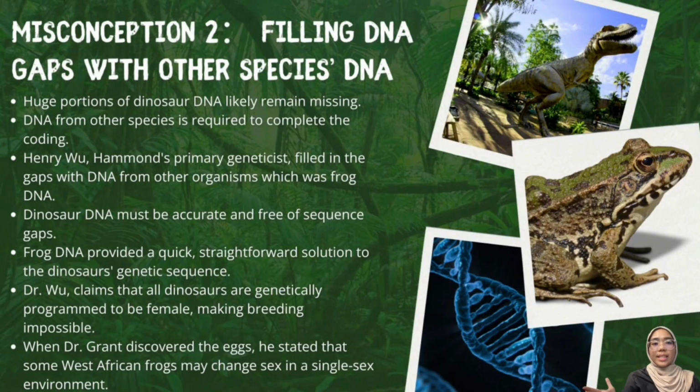I'll be explaining about misconception number 2, which is filling DNA gaps with other species' DNA. Even if the insect and mosquito's blood was completely preserved, large amounts of dinosaur DNA are still likely missing. Hence, DNA from other species is needed to complete the coding process.